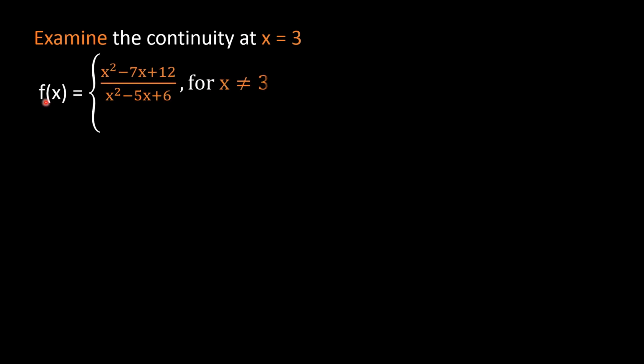Examine the continuity of the function at x equals 3. The function is defined as f(x) is a rational function when x is not equal to 3, and f(x) is 0 when x equals 3. Here, the value of the function for x equals 3 is 0. Therefore, f of 3 is 0.